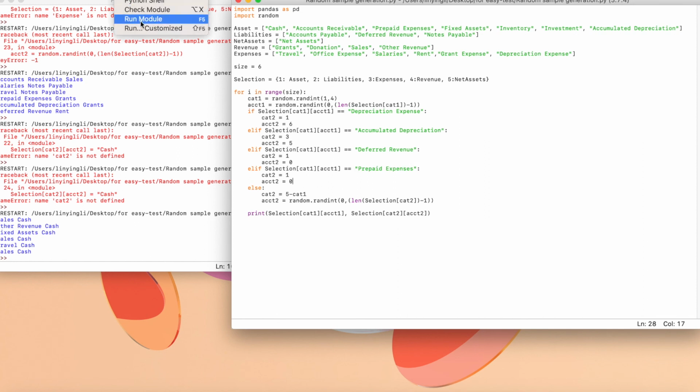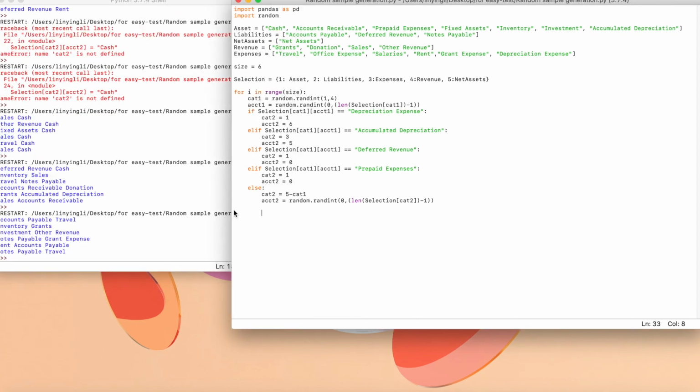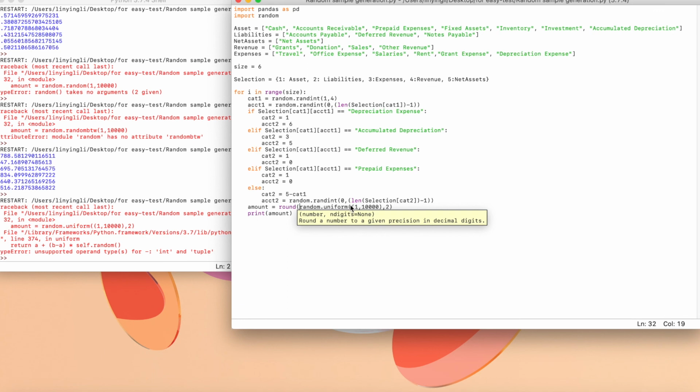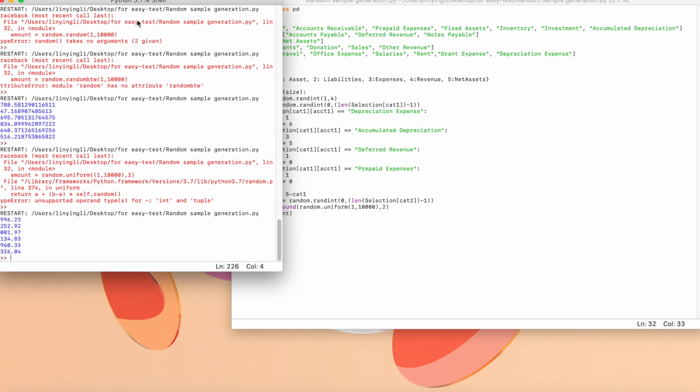Let's try this. Generate actual transactions, random transactions. Sorry. Okay, perfect.